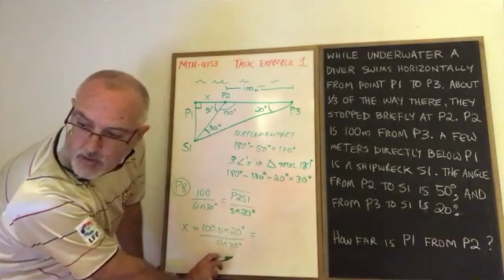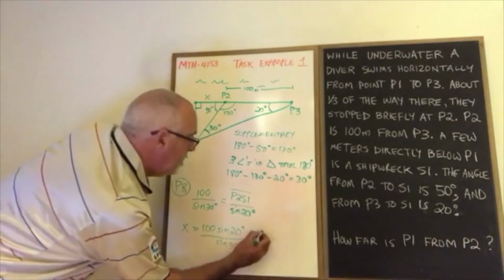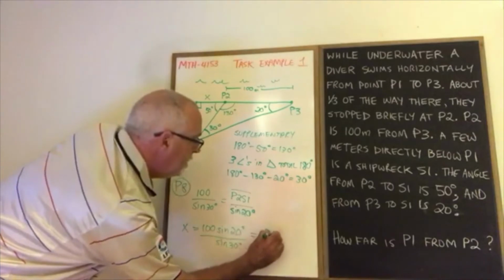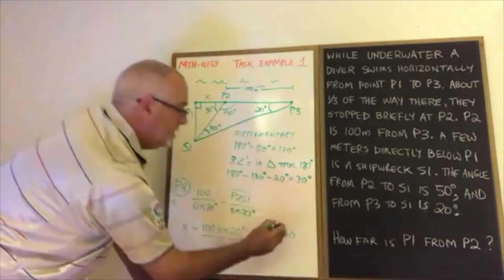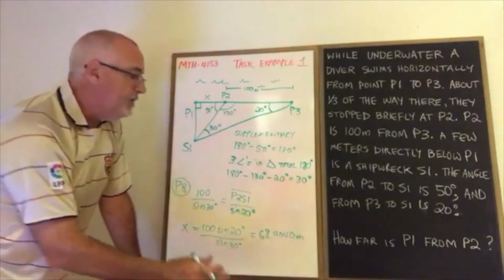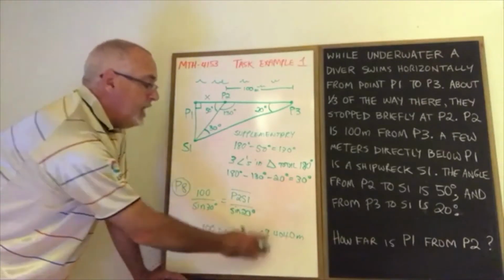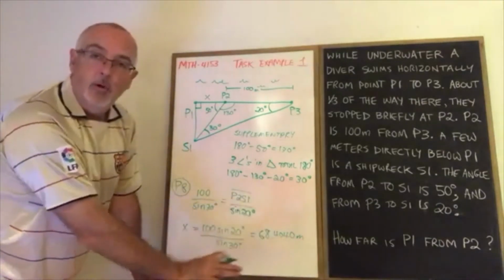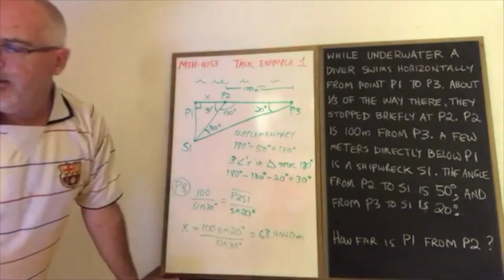And is equal to 68.4040. It will be in meters. I go to 4 decimal places because I don't want to round too high, because this is not my final step. So rounding too high introduces more error. I avoid error by going to several decimal places.